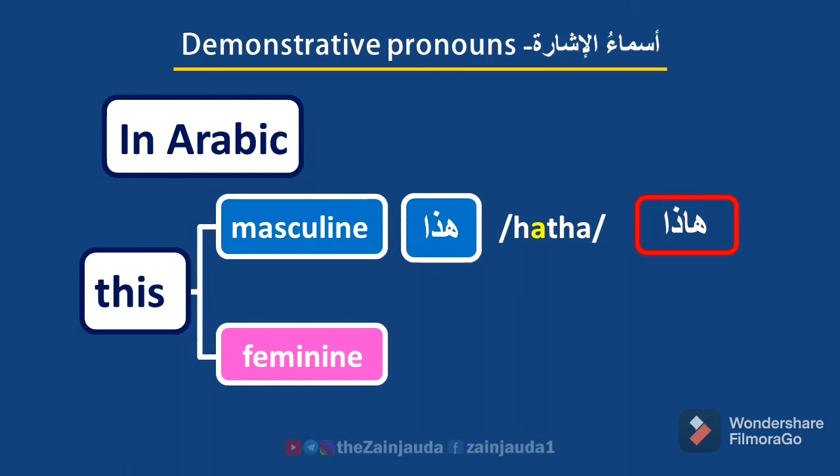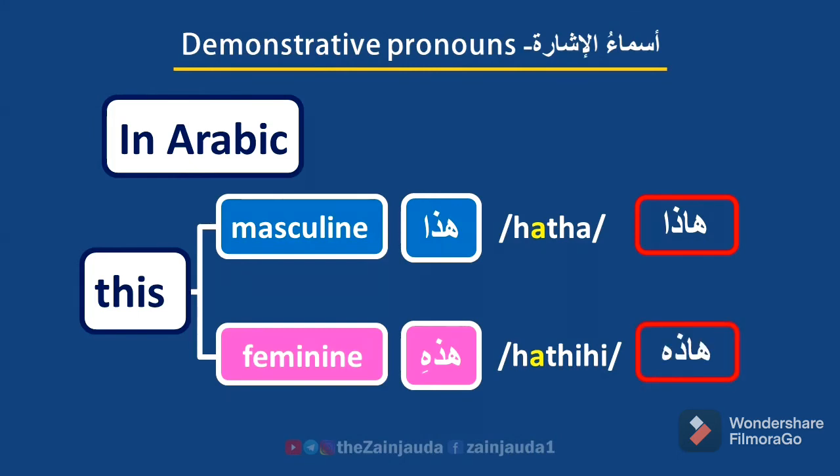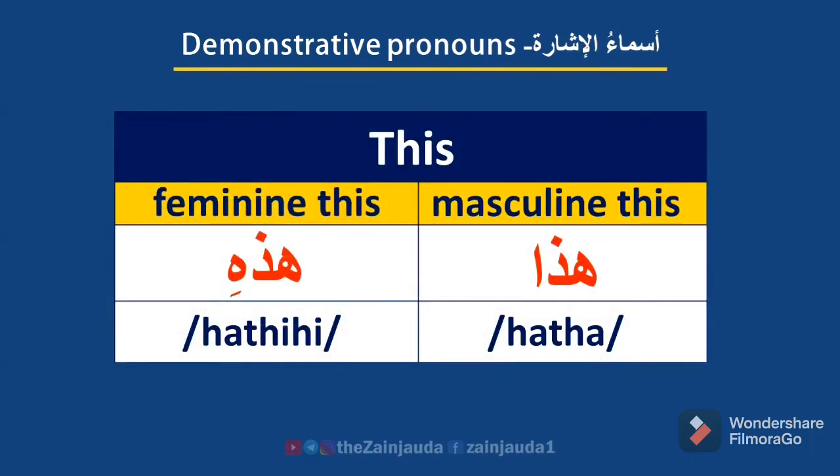The other demonstrative pronoun which is used for feminine is called hadihi. Hadihi is pronounced as hadihi, but written as the one in the pink box. So you need to pronounce this more than once in order to remember that the letter alif is not written but pronounced. Hada, hadihi. Now remember, hada is used for masculine and hadihi is used for feminine.